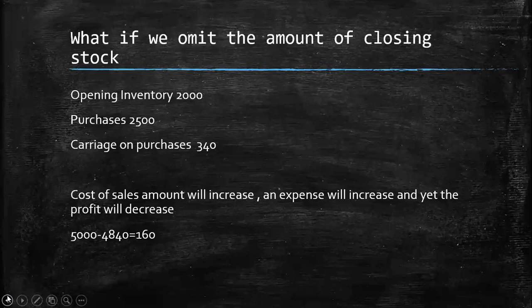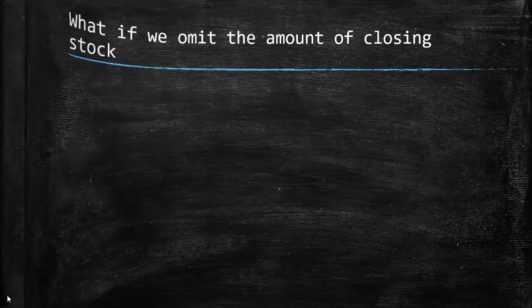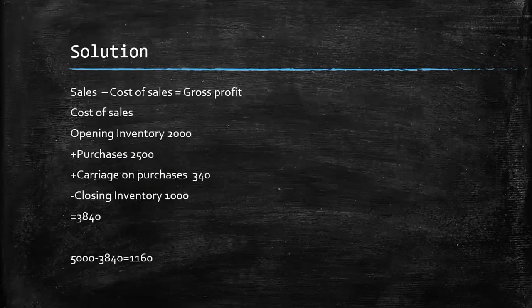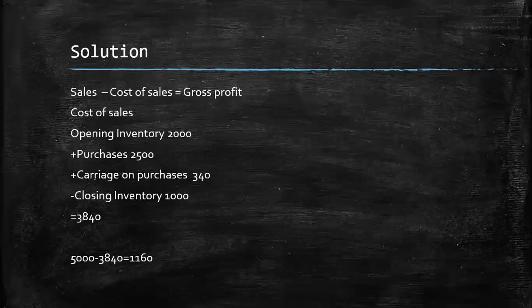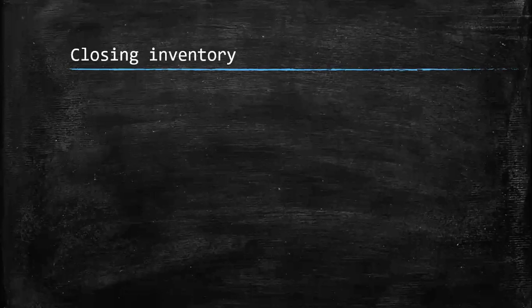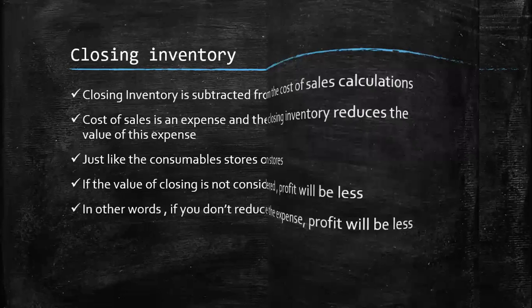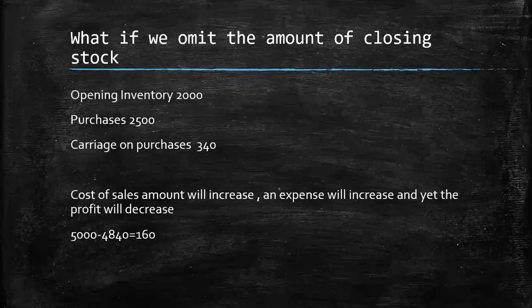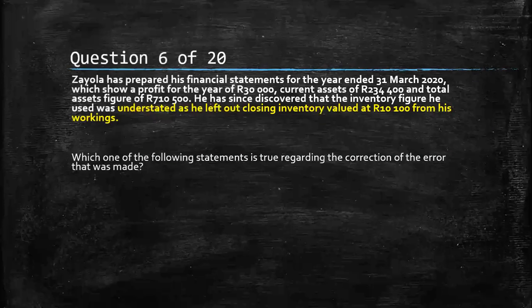Now, check on this example. You see here we have omitted the value of closing stock. Now, when we rectify this error, check here. You see here the value of closing stock is considered, the 1,000. Now this is the rectified solution. When we consider the amount of closing inventory, check what happens to our profit. It increases. The profit is 1,160 when we consider the closing inventory. But if we don't consider the value of closing inventory, the profit decreases. It's 160.